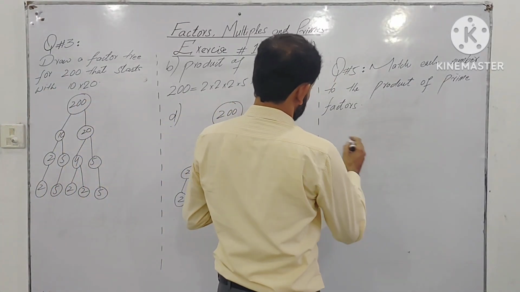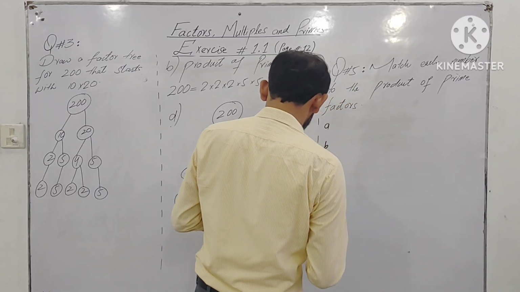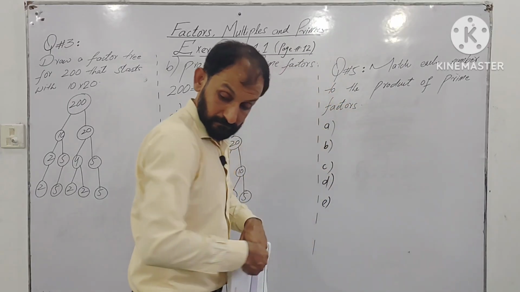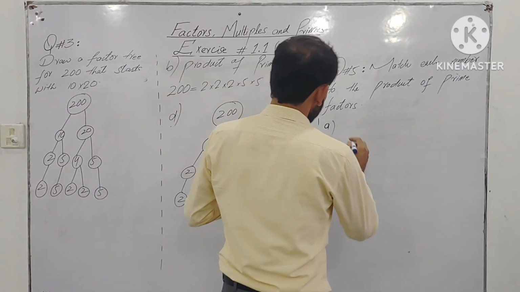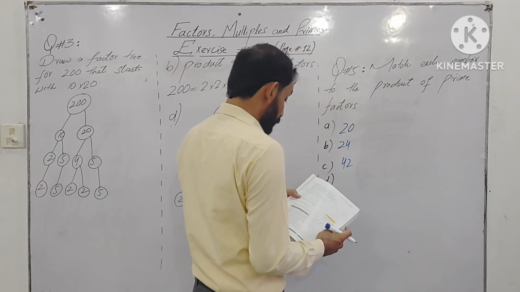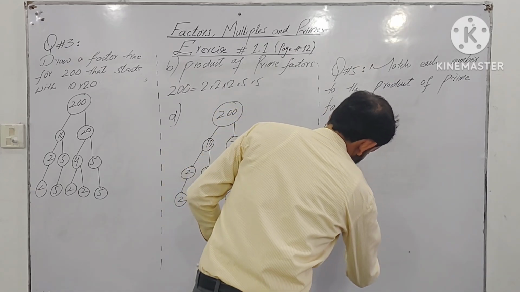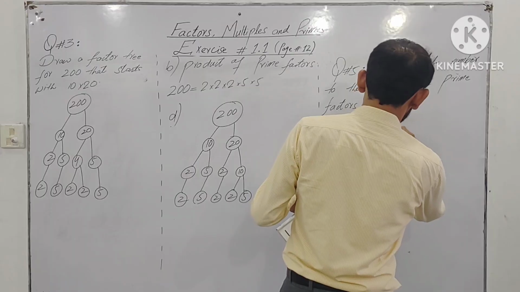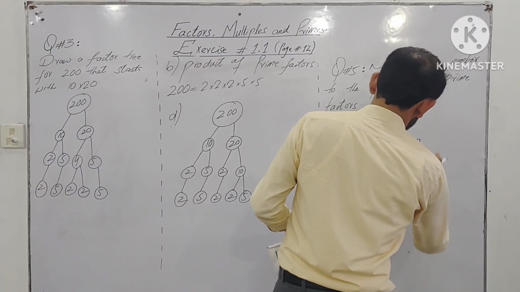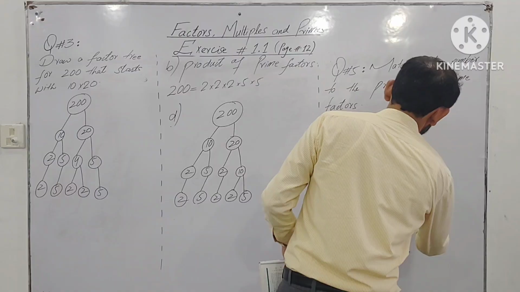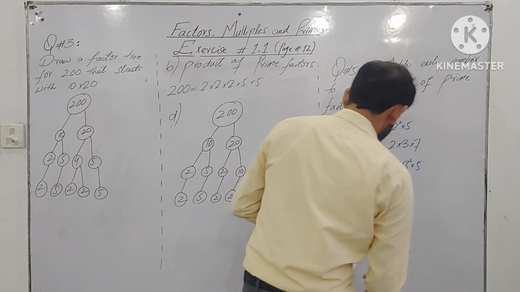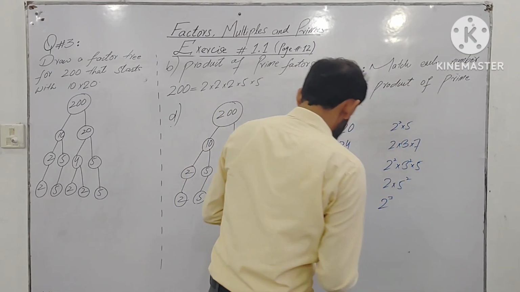The first part is: 20, 24, 42, 50, 180. The options are: 2 power 2 multiply by 5, multiply by 7, 2 square, 3 square, multiply by 5, 2 multiply by 5 square, 2 cube multiply by 3.